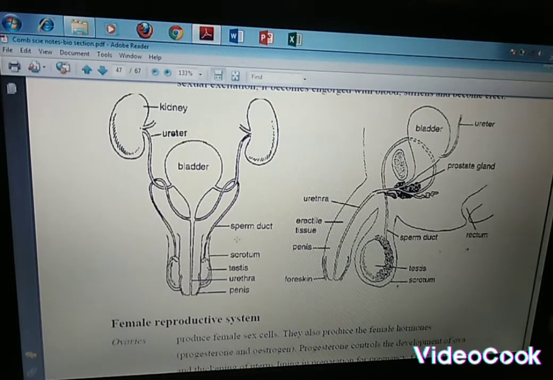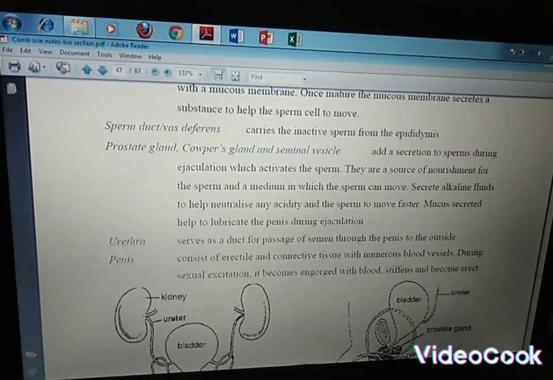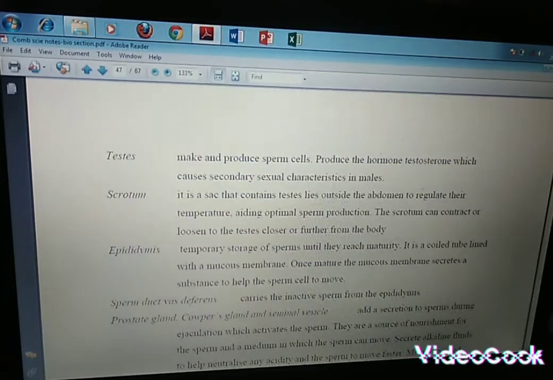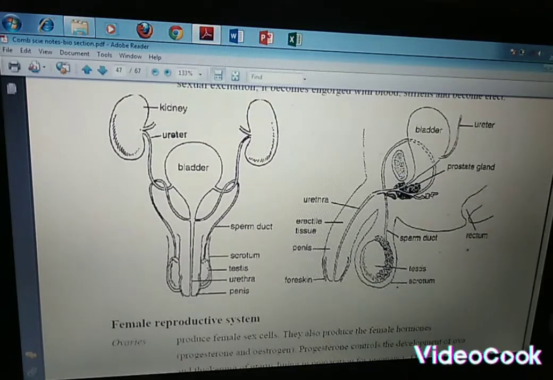That's a very important part. We should be able to label them. And after that, we should know the functions of each and every part of the male reproductive system, right? So our functions are at the top and our diagrams are at the bottom. But let's just first have a look at the diagram in detail, and then we'll look at the functions later.